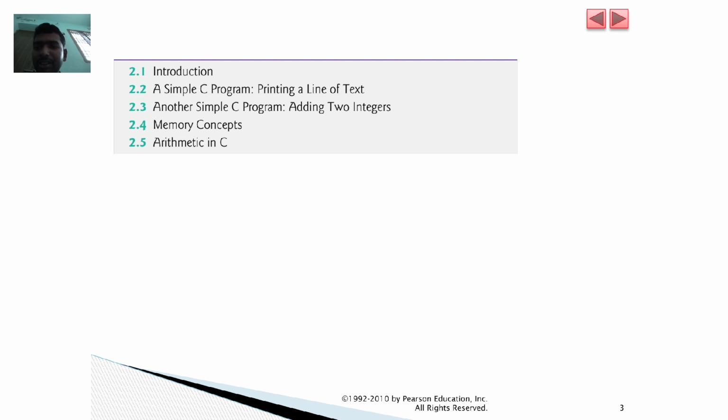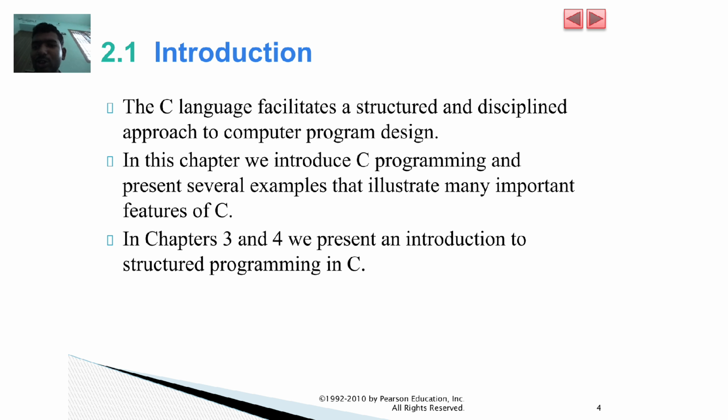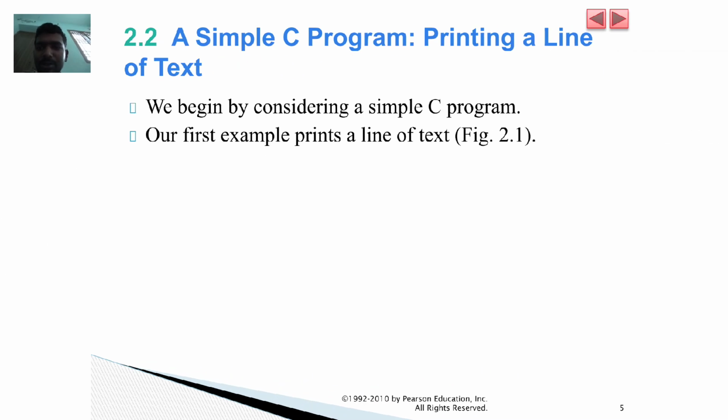First, introduction. A simple C program: printing a line of text. Another simple program: adding integers, memory concepts and arithmetic in C. 2.1 The C language facilitates a structured and disciplined approach. In this chapter we are going to learn how to write a simple program to print a line of text. We begin by considering a simple C program. Our first example is to print a line.